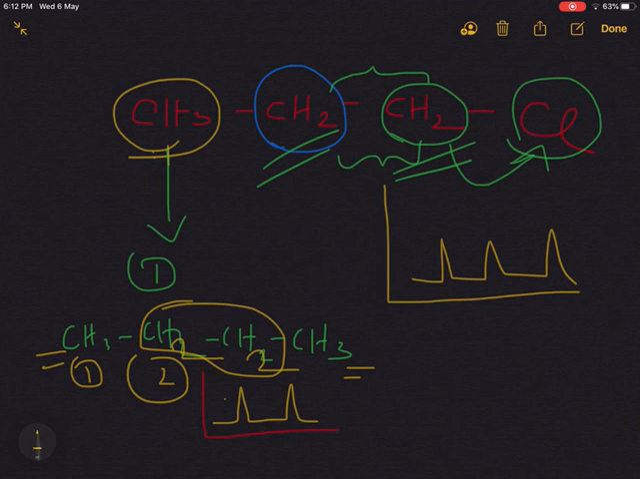Thus, by taking the NMR spectra of a compound, we can very easily identify the number of different sets of protons in a compound. So the number of peaks is equivalent to the number of different sets of protons. Thus, NMR spectroscopy is a very, very powerful tool for the qualitative analysis or the structure elucidation of organic compounds. Thank you.